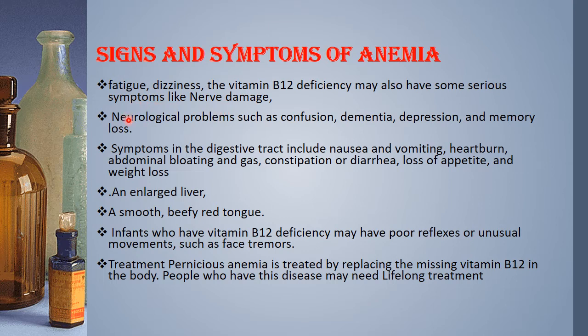Again, hepatomegaly or enlargement of the liver. Sometimes those types of patients may have an oral manifestation, like for example, smooth beefy tongue. And if you are investigating those types of patients who have vitamin B12 deficiency, we could see abnormal or unusual types of movement. And this may relate to the neurological causes. Those types of patients may have a tremor also. Actually, treatment of pernicious anemia is going to occur by replacing the missing vitamin B12 in the body.